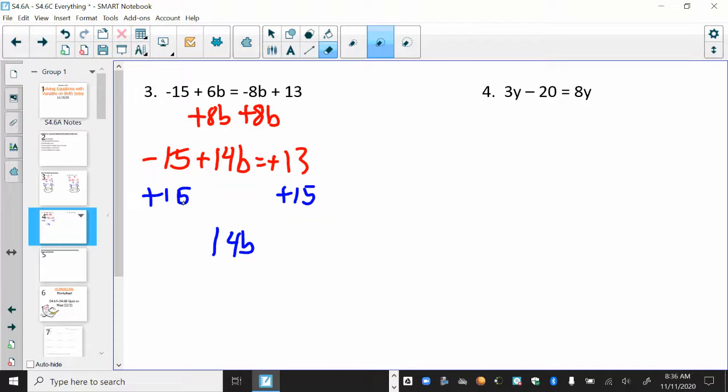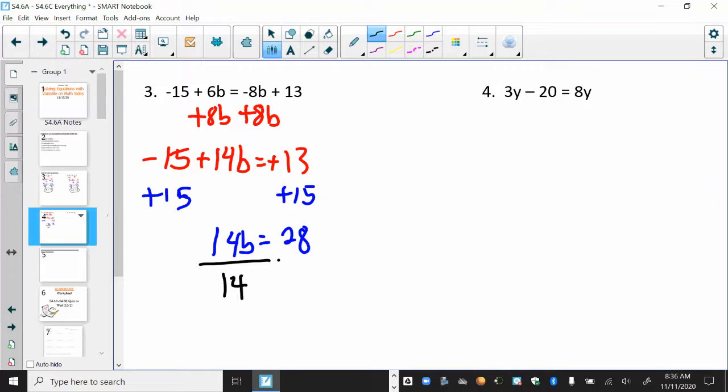I need to fix this. 15. So 14b equals 13 plus 15 makes 28. And then lastly, I'm going to divide. Step 5 is divide by the number next to the variable to give me b equals positive 2.